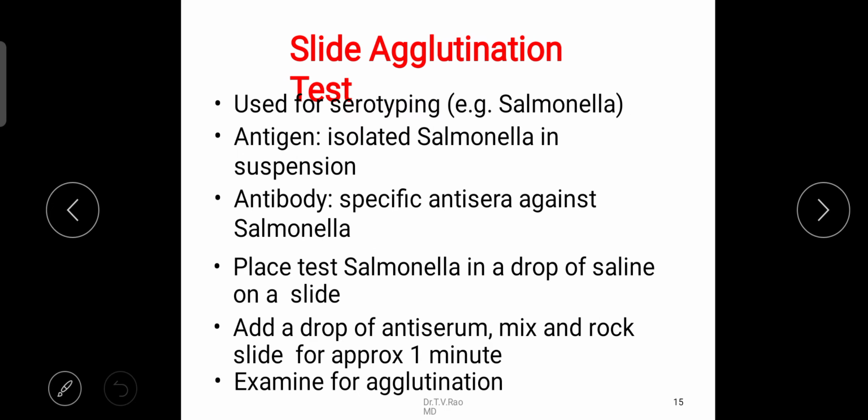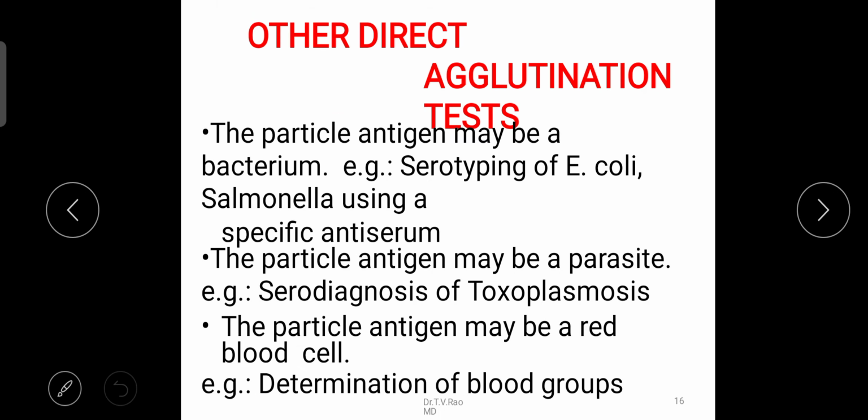Next we have the slide agglutination test. There are so many categories: tube, direct and slide. It is used for serotyping, for example Salmonella: an antigen is isolated Salmonella in suspension, and the antibody is specific antisera against Salmonella. Place the test Salmonella in a drop of saline on a slide. Add a drop of antiserum, mix and rock the slide for approximately 1 minute and examine for agglutination.